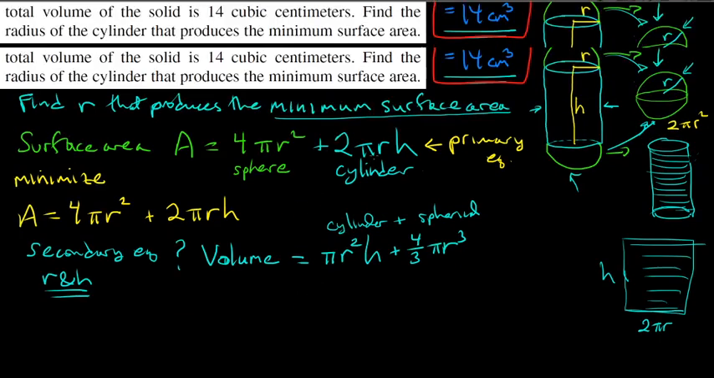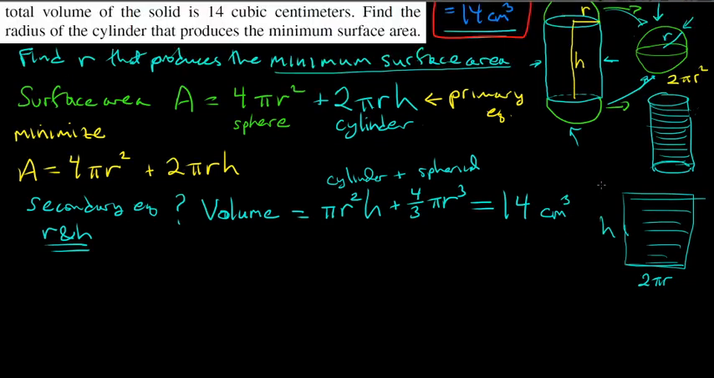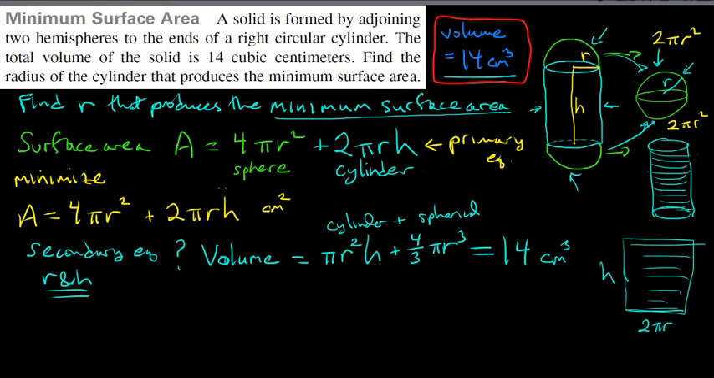And what do we know about that volume? It's 14 cubic centimeters. So this is all equal to 14. You know, cubic, right? So our units here are centimeters. So volume is cubic centimeters. The area, of course, will be square centimeters. Okay, so there's our secondary equation, right? And this is an equation.